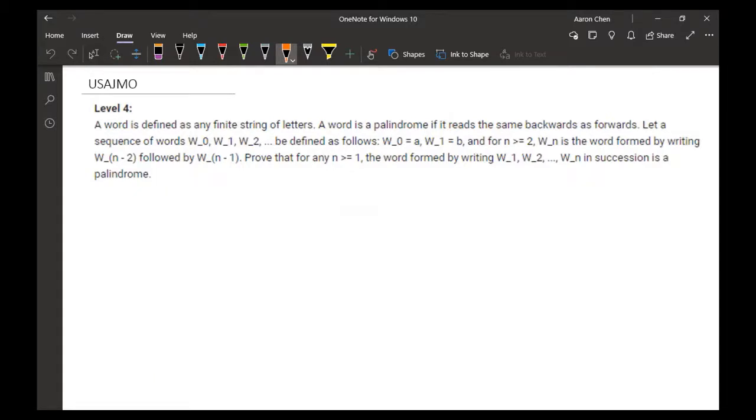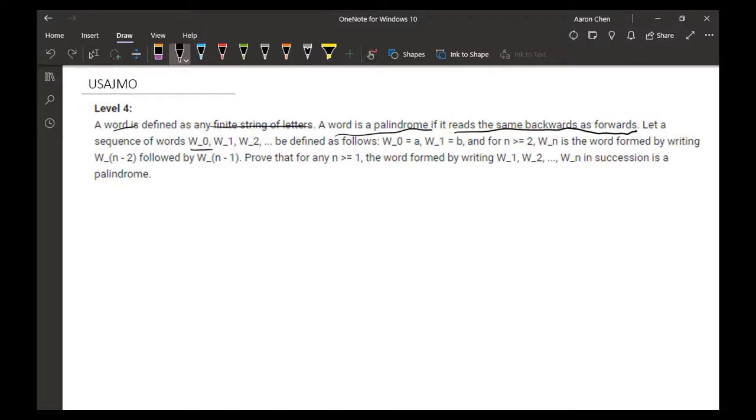So next up, a word is defined using a finite string of letters, and it's a palindrome if it reads the same backwards and forwards.